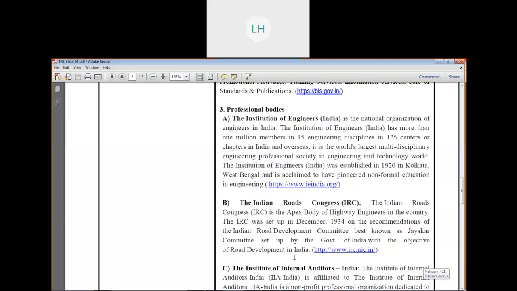Very simple. Okay, so for more details, you can log into their official website, that is www.irc.nic.in.